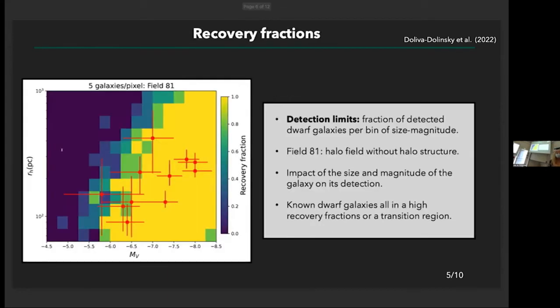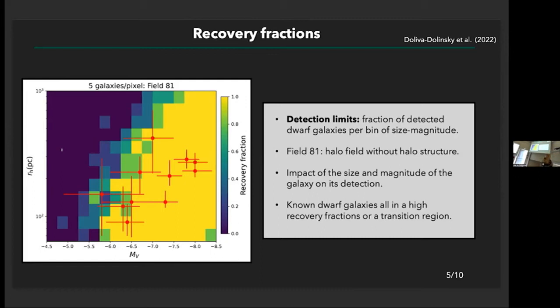Those are the results for the field LT1. This is a field near the halo, but without halo structures. The x-axis is the magnitude, the y-axis is the size of the galaxy, the half-light radius, and the color codes the recovery fraction of the dwarf galaxies.